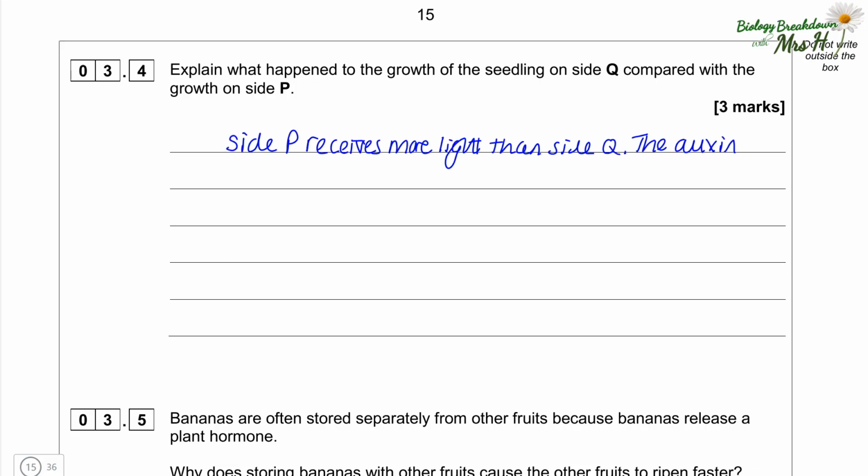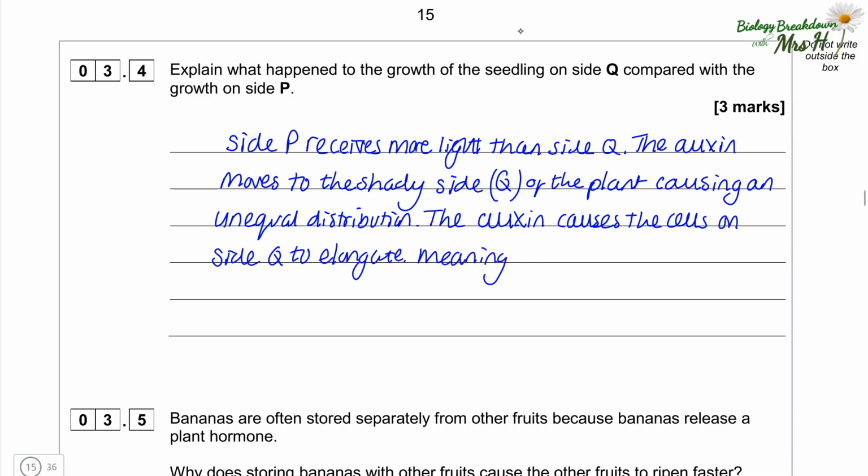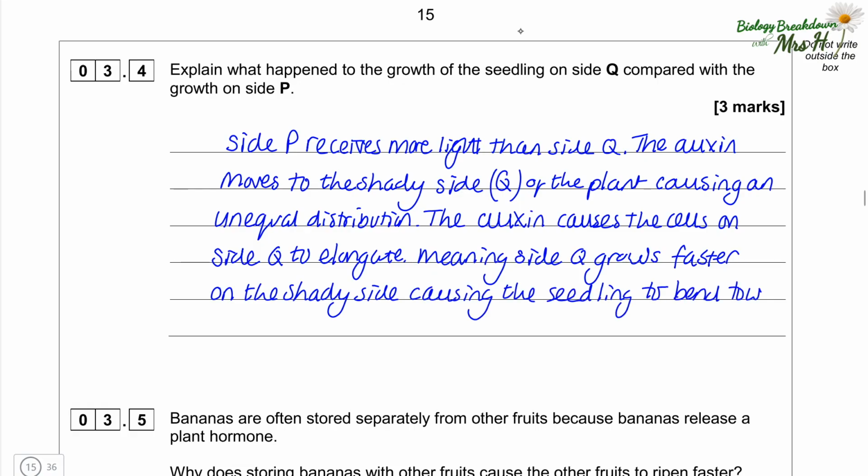The auxin moves to the shady side, which is Q, of the plant, causing an unequal distribution. They do like you to say that, causing an unequal distribution. The auxin causes the cells on side Q to elongate, meaning that side Q is going to grow faster on the shady side. And because it's growing faster on the shady side, that's going to cause the seedling to bend towards the light. This is phototropism.